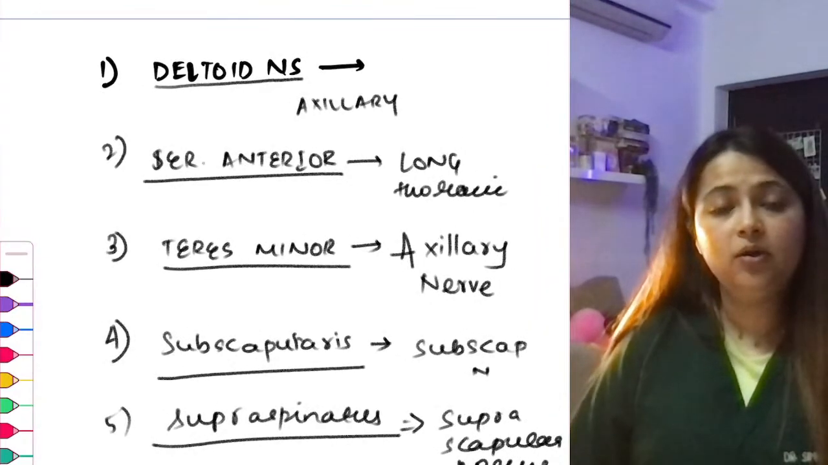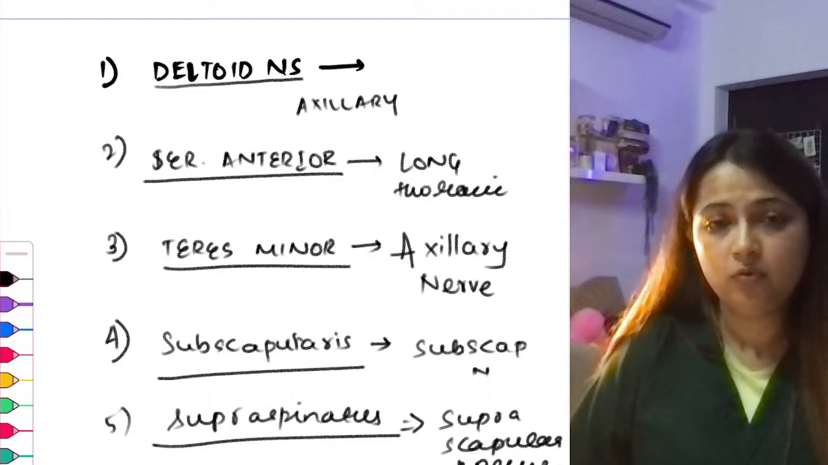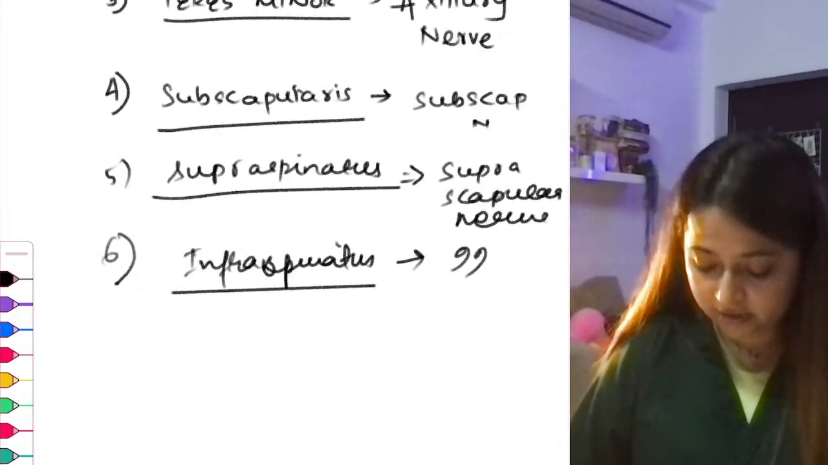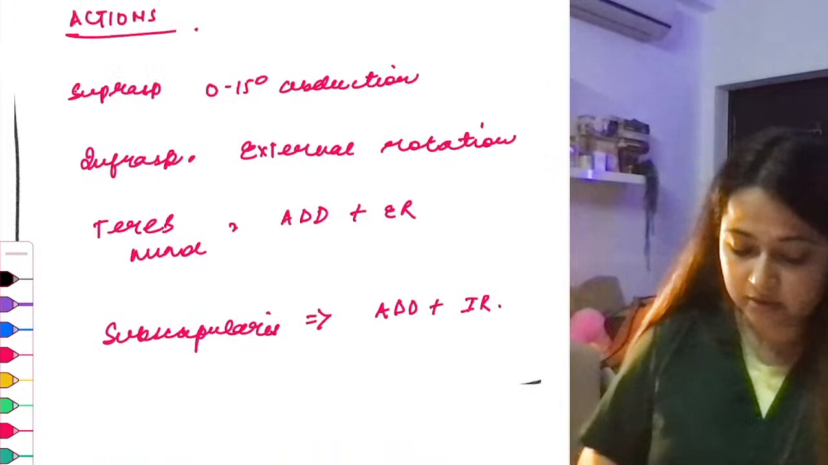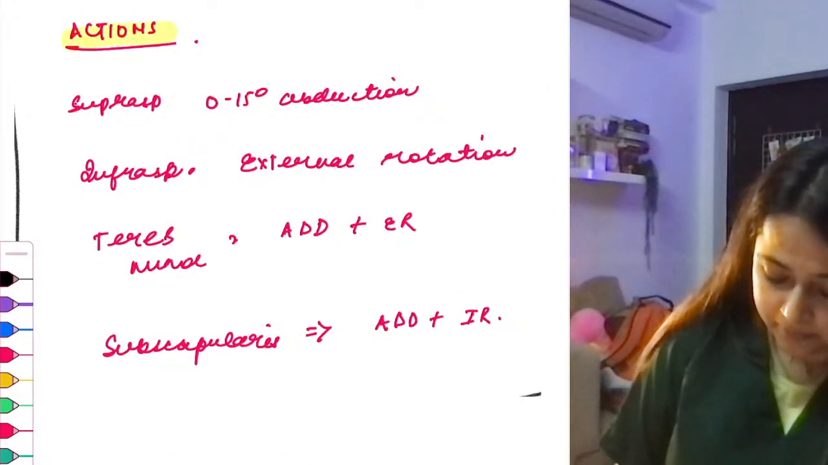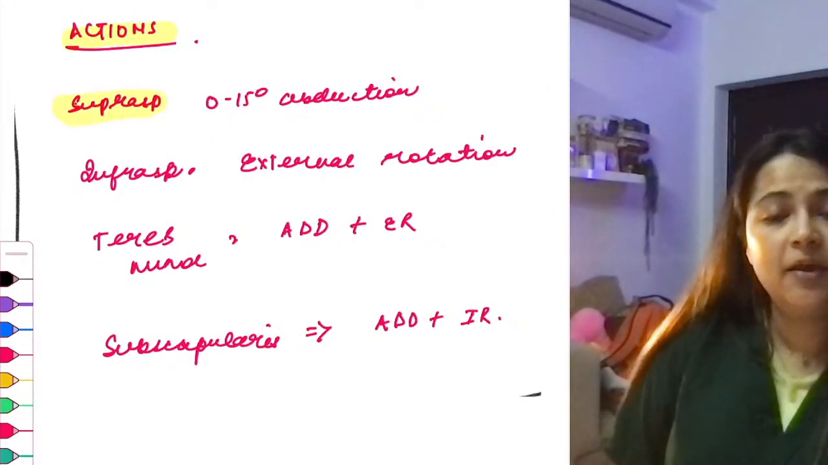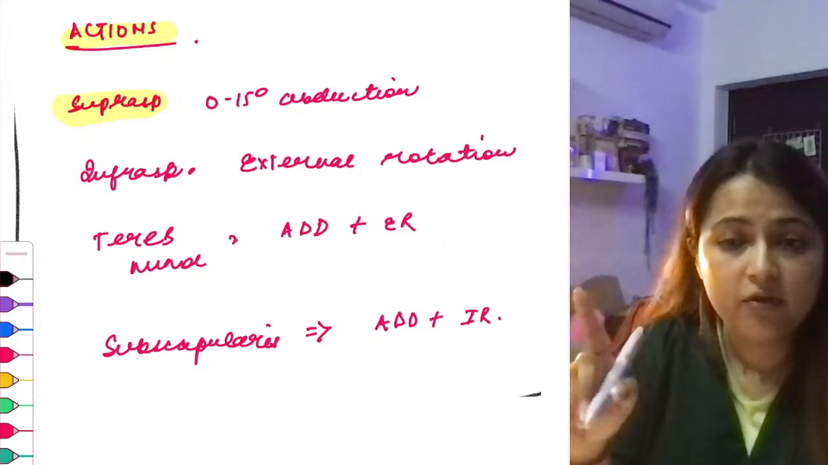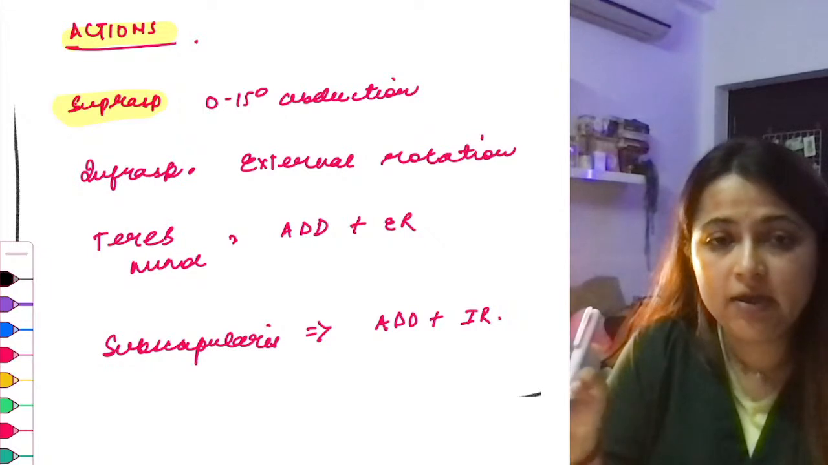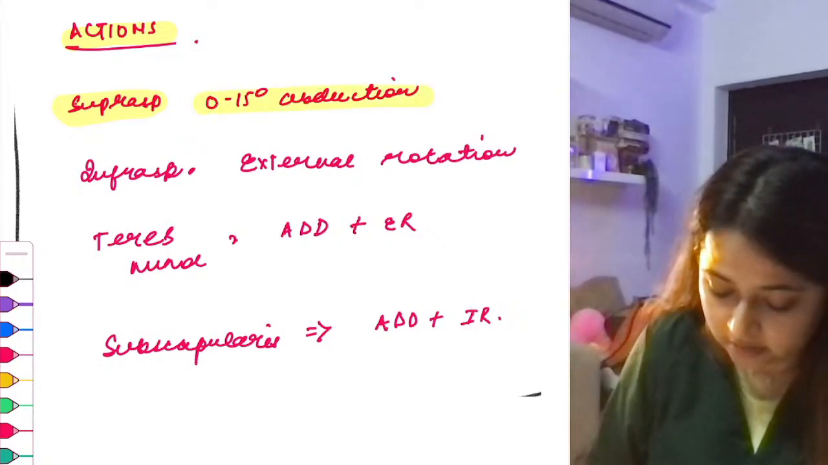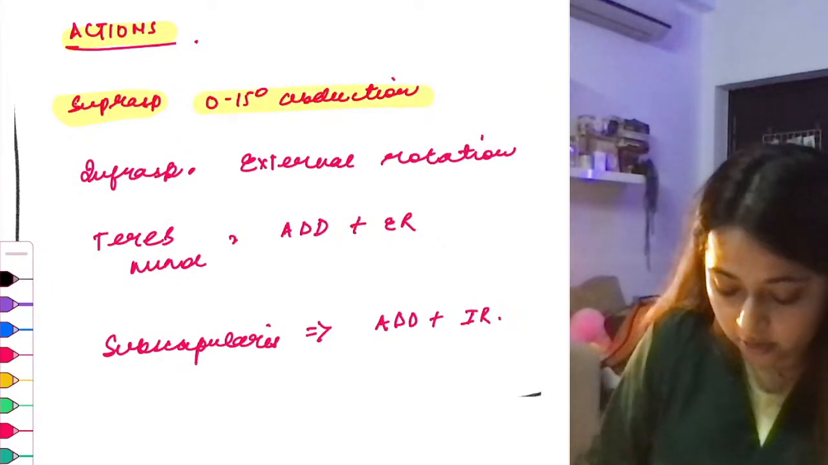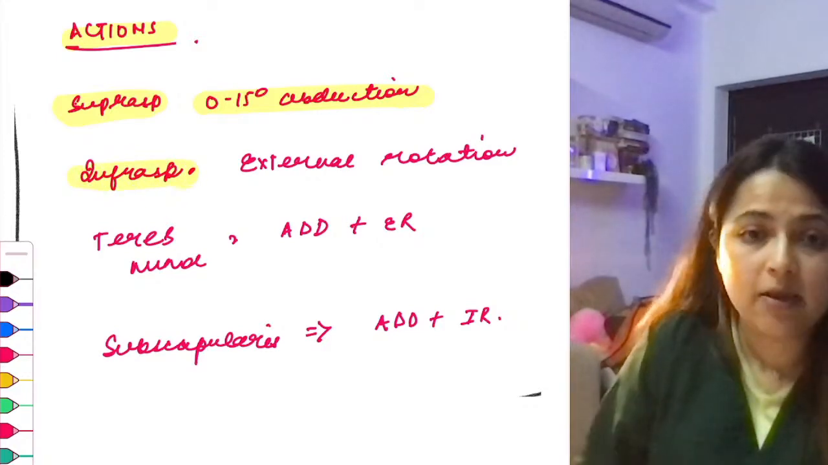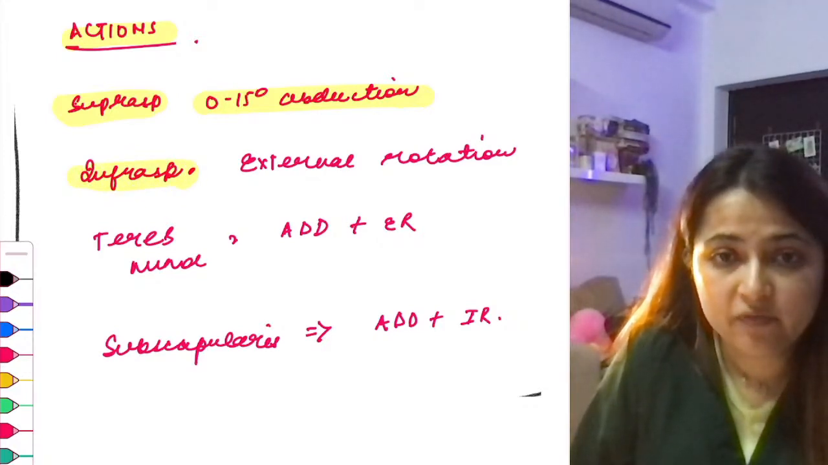Now, moving on. Okay, what are the actions of different muscles involved in the rotator cuff? So, this table is very, very important. Supraspinatus. What is the action? You already told that for the initial degree, 0 to 15 degrees of abduction, that is being done by the supraspinatus. But what is the action of infraspinatus?